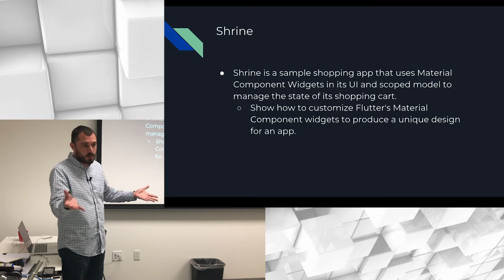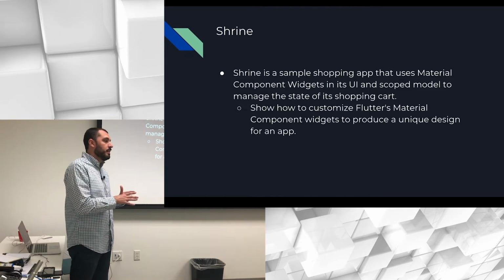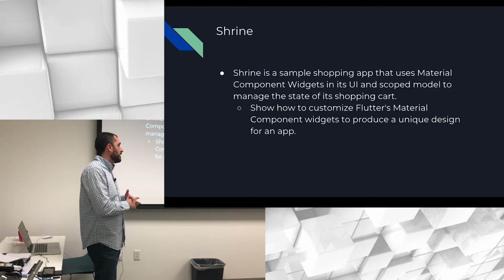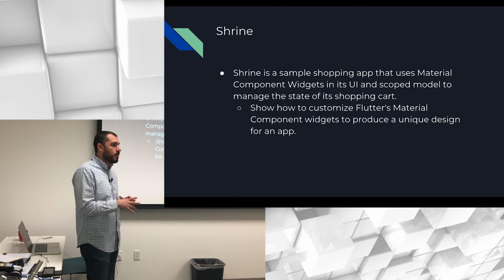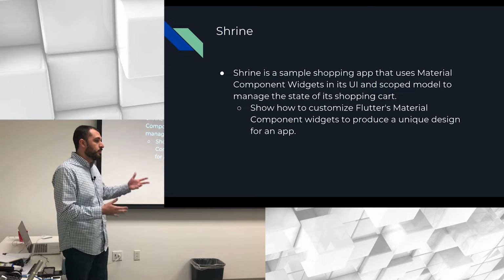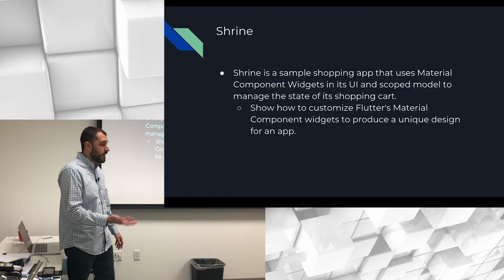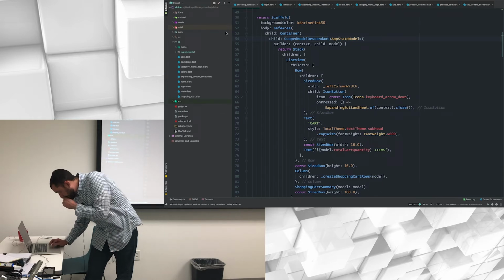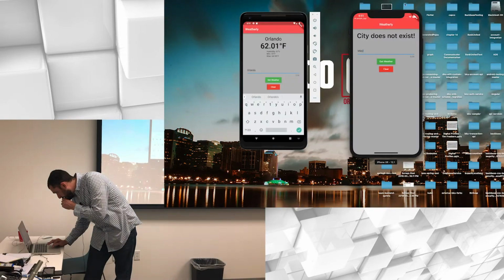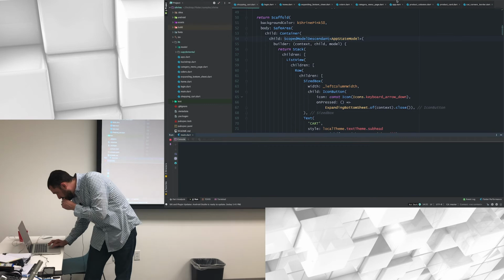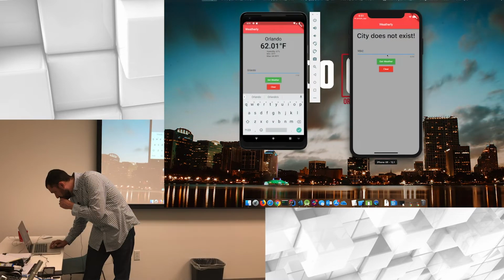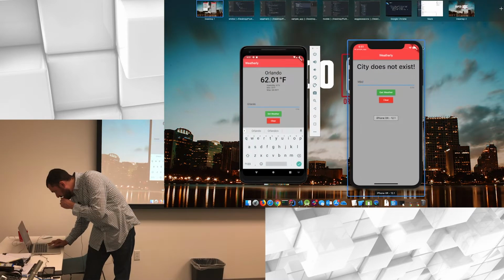They come out of the box looking a certain way, but you can modify the animations, the shadows, the shapes, the borders, all that stuff. You can do that with the material design widgets and the Cupertino widgets. So I'm going to go ahead and run that real quick. Run that on iPhone. Run that on Android. Let that load real quick.